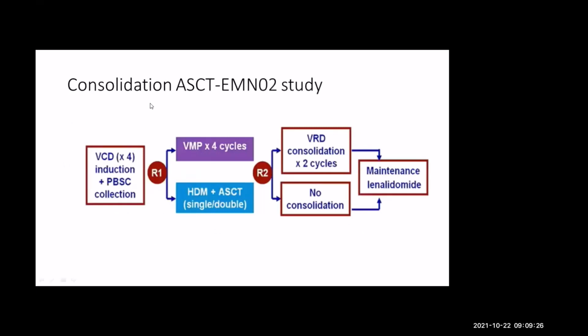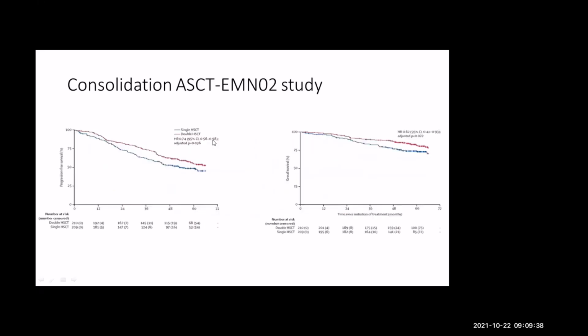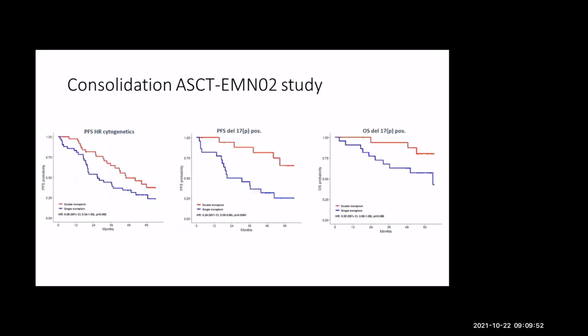The next question is whether we need to do consolidation with tandem autologous stem cell transplant. So this was answered as a part of the EMN02 study, where double transplants were done for some of the patients. And what it shows is there is a progression-free survival advantage in these patients, and an overall survival advantage is also there. But you have to realize that this is EMN02, the induction regimen was VCD, and that is a criticism, and that is the reason why this has not caught on.